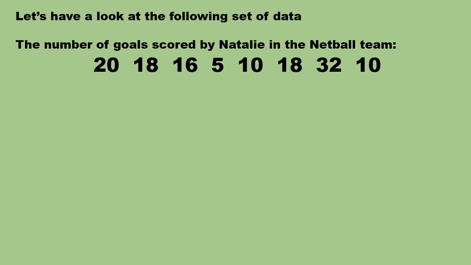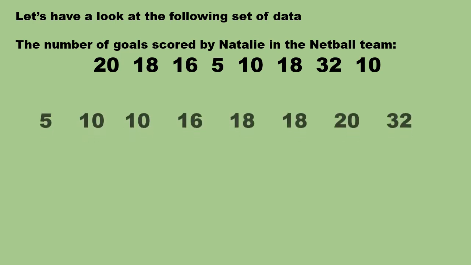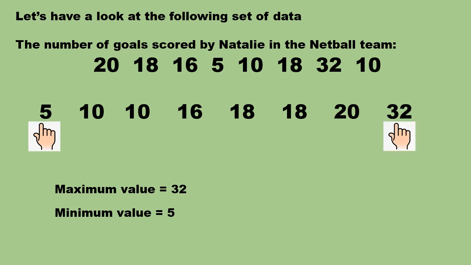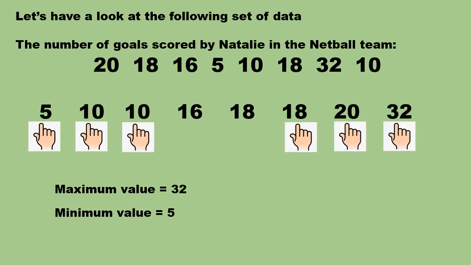So first things first, we have to place it in order. All right, I've just spread it out a little bit, but there it is in order. So now you can easily find the maximum value is 32, the minimum value is 5. Then you start with your little fingers, you count down all the way to the middle, and you will see that there's 2 numbers inside which form the median. Okay, I'm just going to write it down. The median is 16 plus 18 divided by 2, which gives you 17.